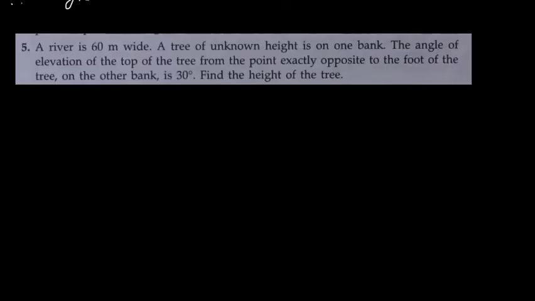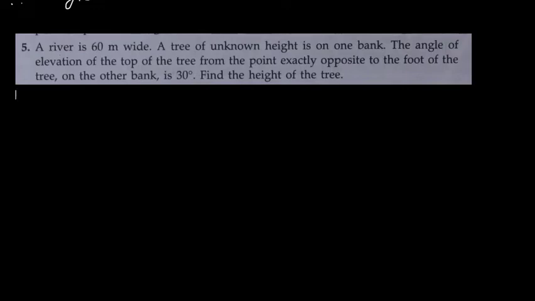Now the fifth problem is: a river is 60 meter wide. A tree of unknown height is on one bank. The angle of elevation of the top of the tree from the point exactly opposite to the foot of the tree on the other bank is 30 degree. Find the height of the tree.